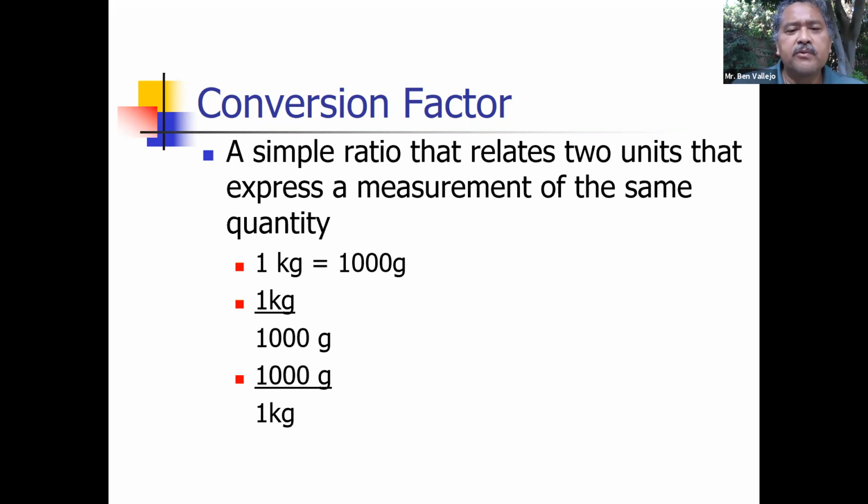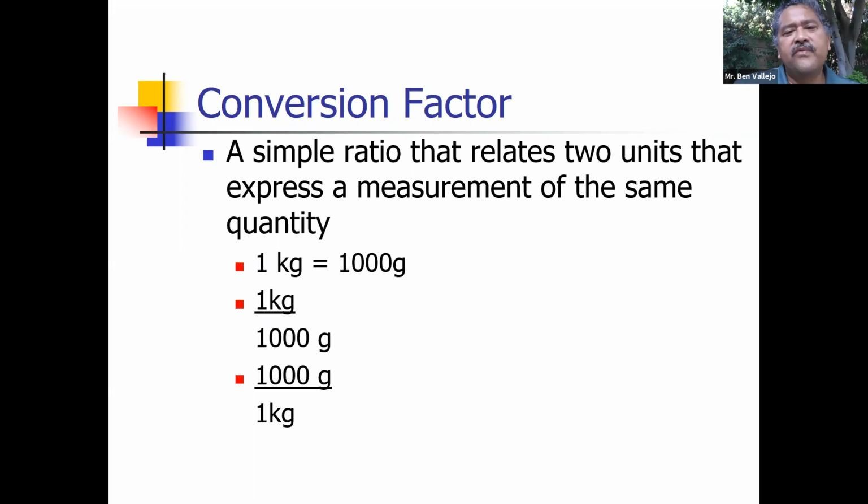Now, if you look at the first red bullet, you can see 1 kilogram equals 1,000 grams. Instead of writing them side by side with an equal sign, you can also write it in the form of a fraction: 1 kilogram over 1,000 grams, or, the third red bullet, 1,000 grams over 1 kilogram. These are all the same thing. There are just 3 different ways to write this.